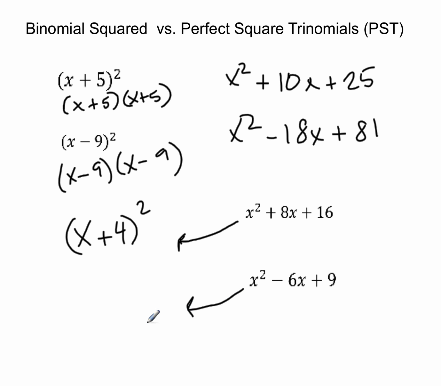See if you can figure out what this is when it's factored. x minus 3. Negative 3 squared is positive 9. Negative 3 doubled is negative 6. Okay, so hopefully that's clear to you.